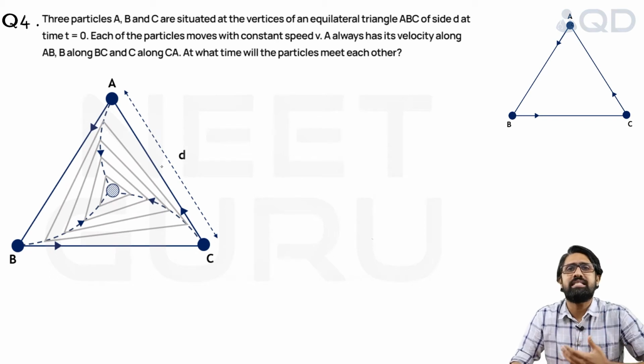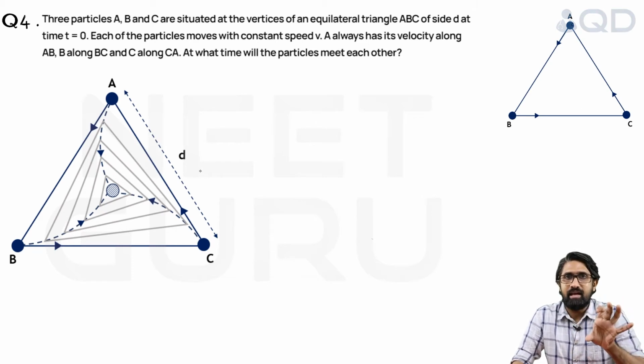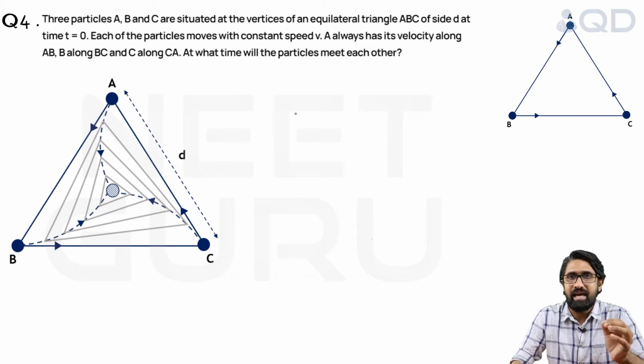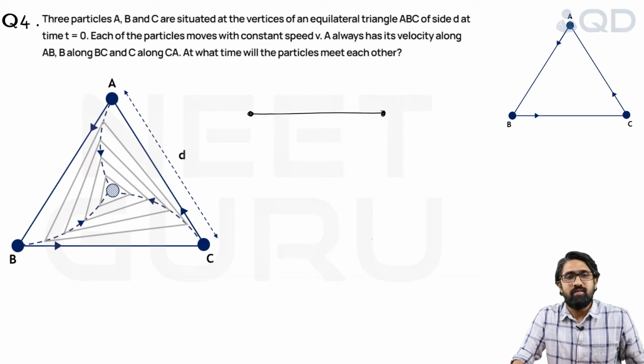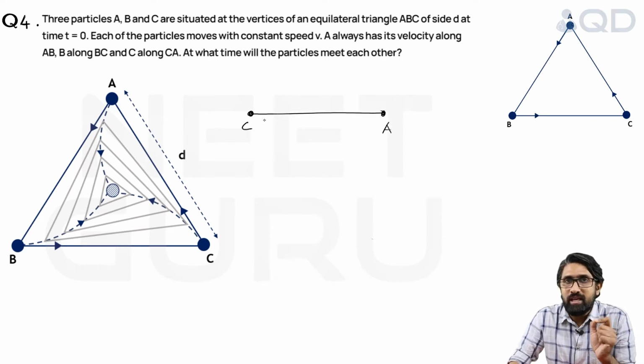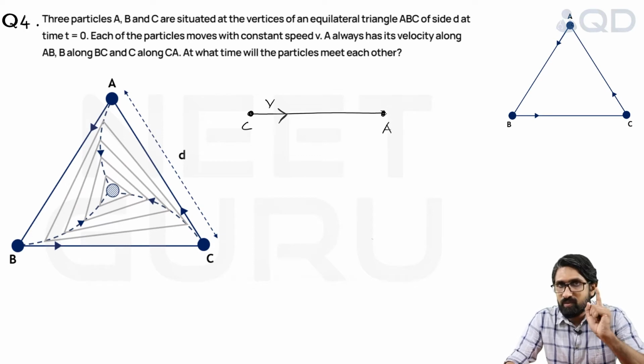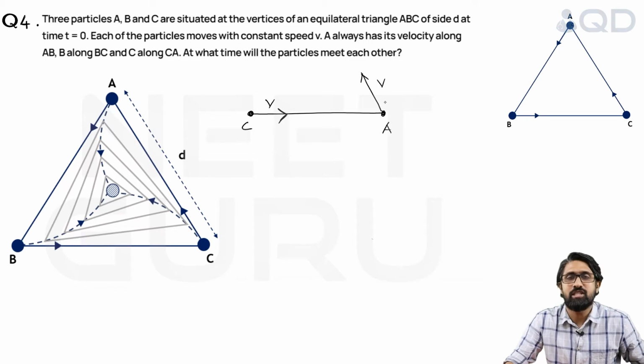Now, how do we find the time when these particles would collide? Let's look at one single line here, a pair of particles, that is C and A. Any pair would be sufficient, but we'll choose C and A. So you have the particle C here and the particle A here. C will always be moving along CA, towards A, with a velocity v. And A would always be moving towards B, again with the same velocity v.